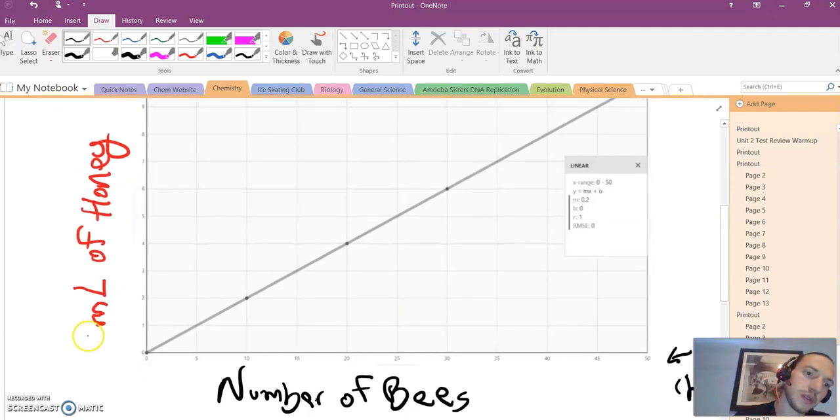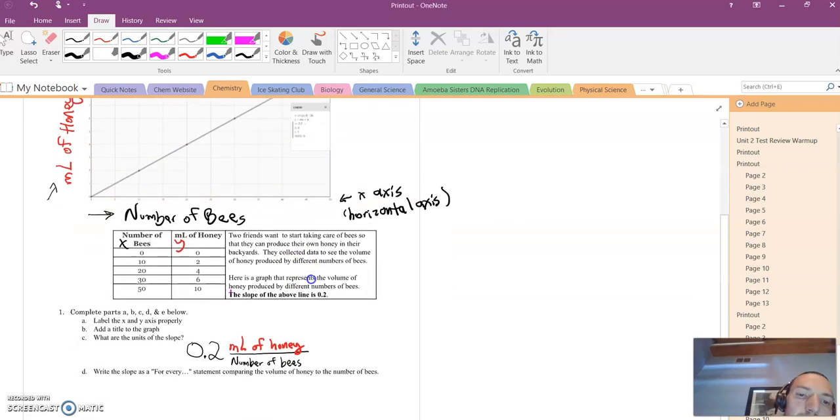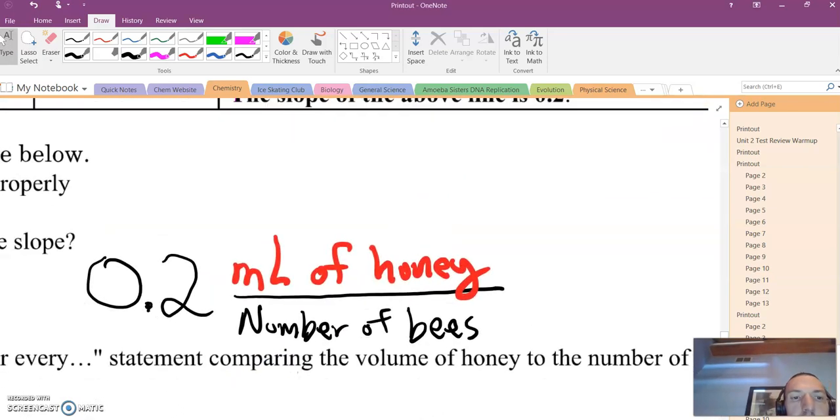Now, in order to find the units, just remember that you need to take whatever is on the y-axis divided by whatever is on the x-axis. So we're going to go milliliter of honey divided by number of bees, or milliliter of honey over number of bees. So that's how we get this, 0.2 milliliter of honey over number of bees.